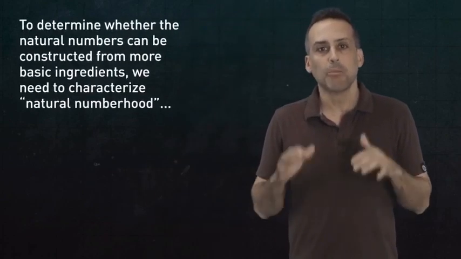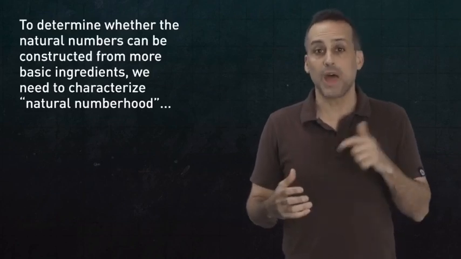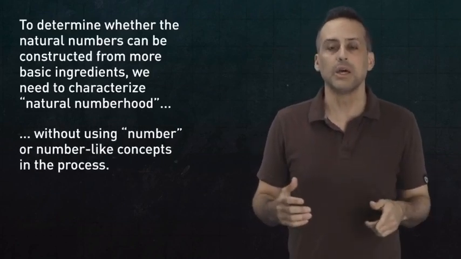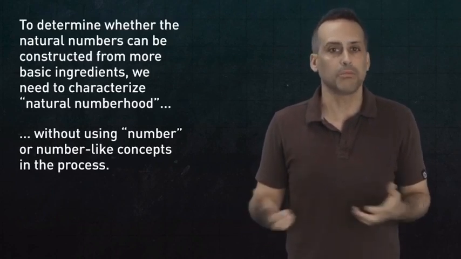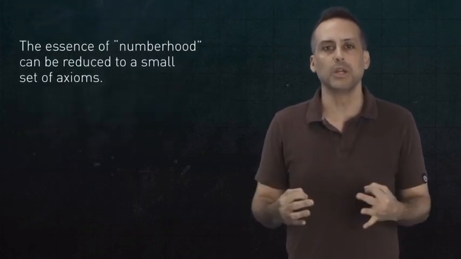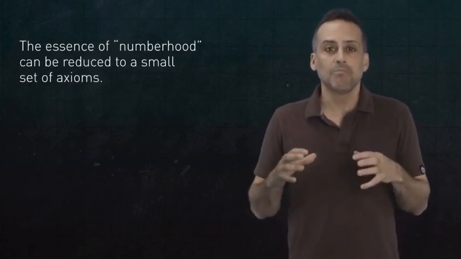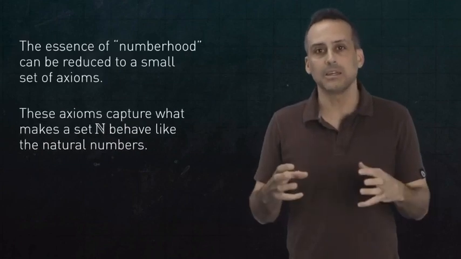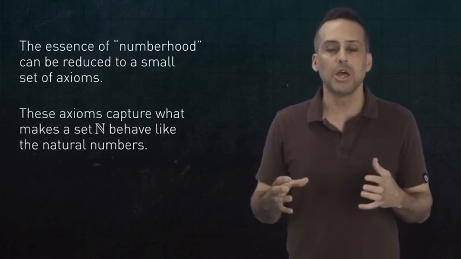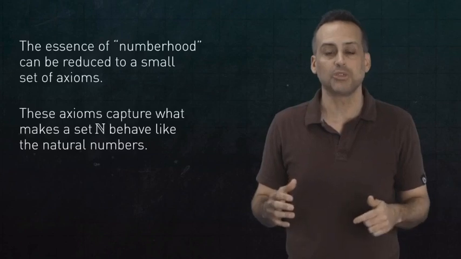Before we can tackle that question, we need a firmer handle on what exactly it means to be a natural number. More specifically, we need a way to characterize the essential features of natural numbers without referencing, directly or indirectly, things that we already know about the natural numbers, because that would be circular. Now, it turns out that you can capture the essence of numberhood in a small set of axioms, analogous to Euclid's axioms in geometry, that will allow us to build a set N that behaves just like the natural numbers, without ever explicitly mentioning numbers or counting or arithmetic as we do so.